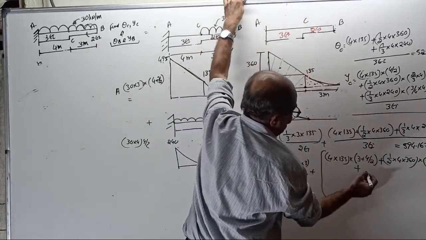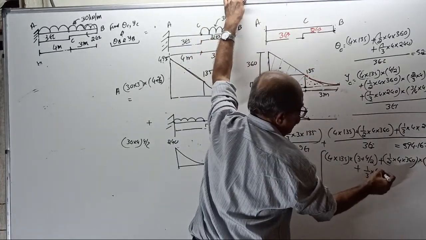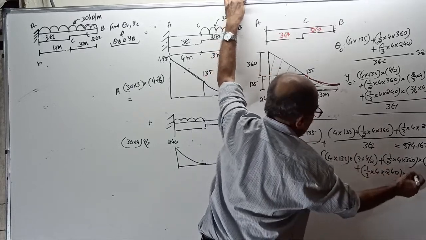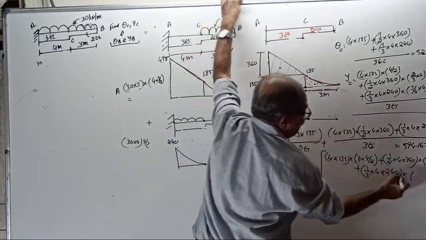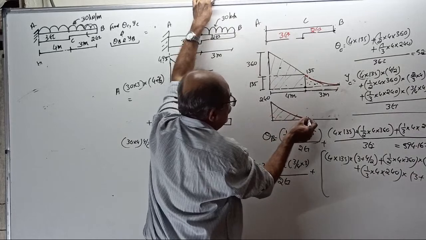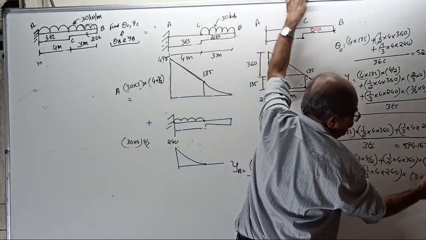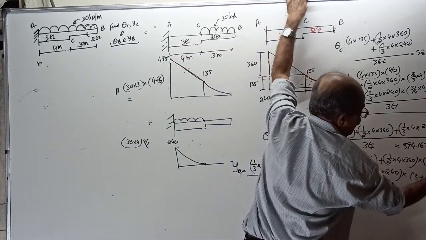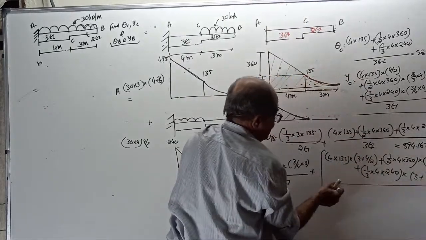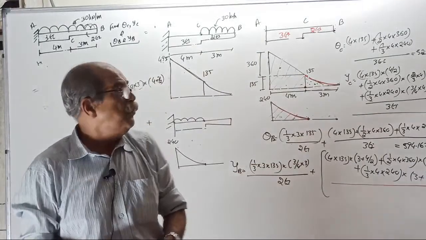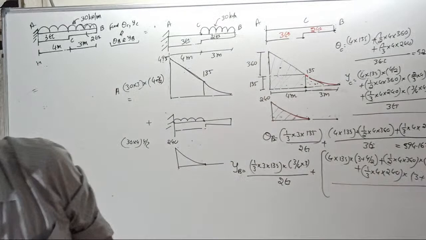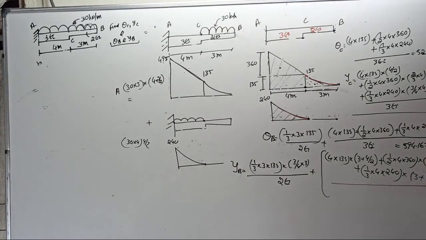1/3 of base into height: 1/3 of 4 into 240 is the next area. Its moment about this point is 3 plus, this is a parabola, this is 1/4, this is 3/4, I have told you thousands of times, 3/4 of 4. And this full bracket value is divided by, how much, tell me? That big number, all these three areas you considered, divide by how much?